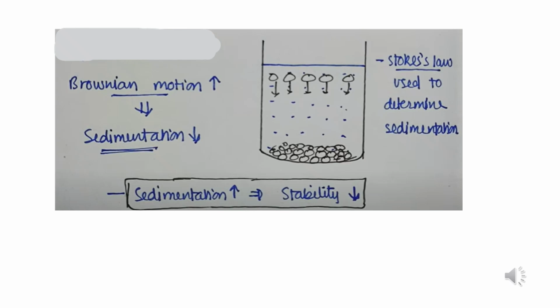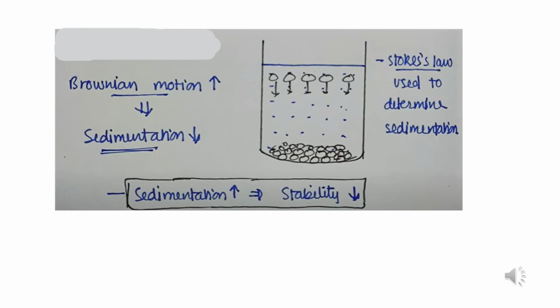When sedimentation increases, the stability will decrease. That means larger particles or weaker Brownian motion allow sedimentation, and as particles settle, the suspension loses stability. So when Brownian motion increases, sedimentation decreases. In order to keep the suspension in a stable condition, we need Brownian motion. Then only can the stability be improved.